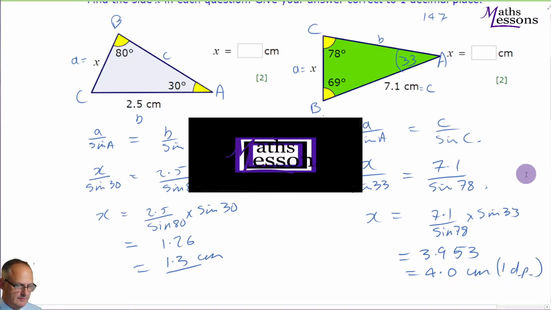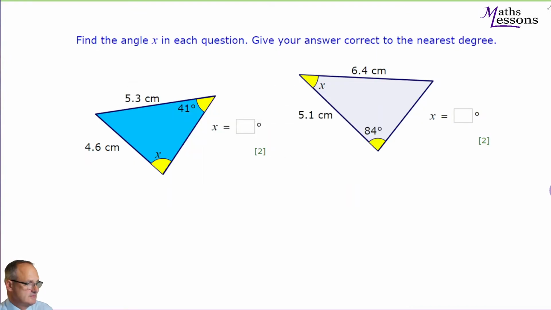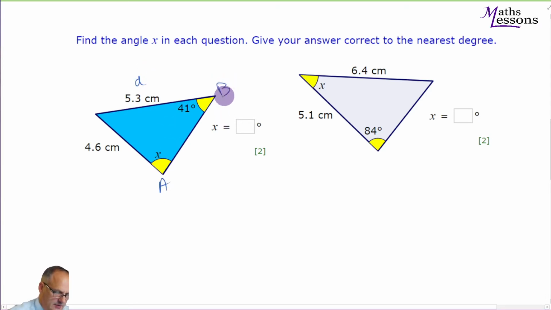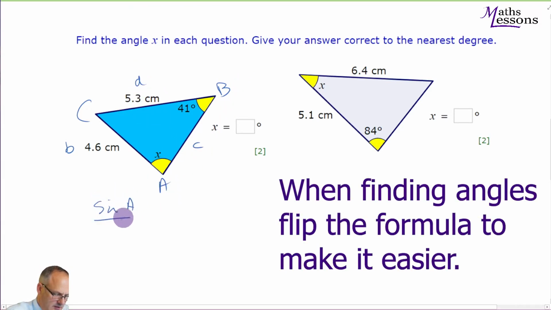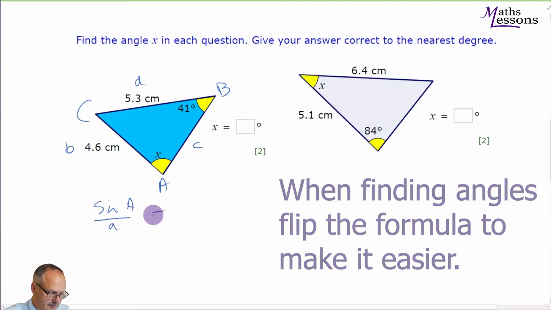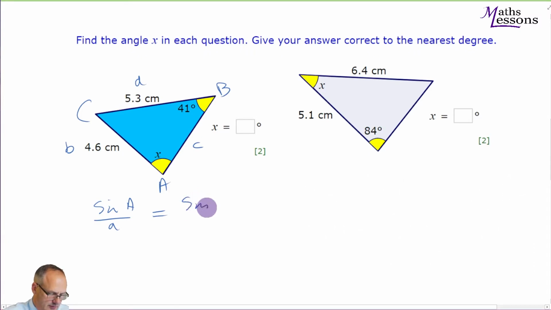Right, moving on. What we're going to do is we're going to find the angle in these questions. So here's our angle A, and we're going to make that little a, and here's our angle B, and we're going to make that little b. We can label C and little c. So we're going to change the way we write our formula now. We're going to write sine A over little a because we want to find the angle. So we put the angle on the top. And we're going to put sine B over little b.